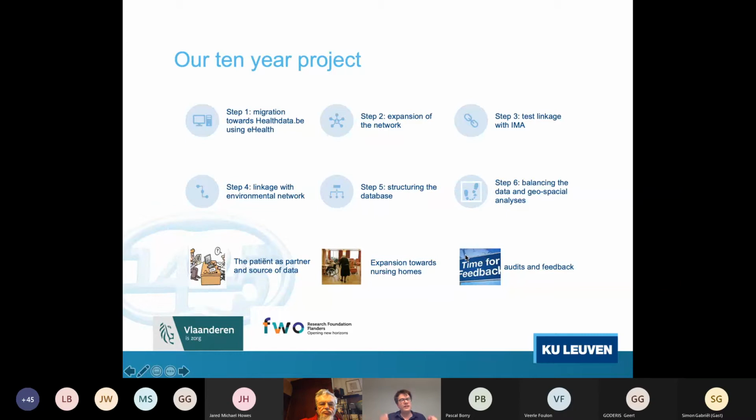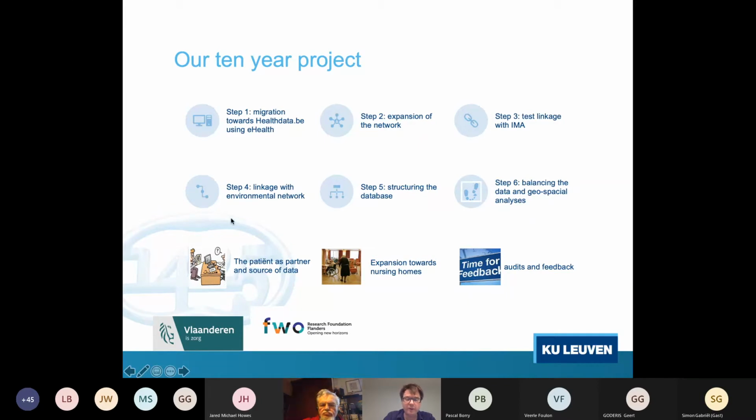So we have kind of a 10-year plan, and I always say we because it's in very close collaboration with Bert Vaas and of course the rest of our team, but I work very close together with Bert. A 10-year project to make this all happen. We did move from eHealth towards health data using eHealth. We expanded our network. We have realized a test linkage with IMA.